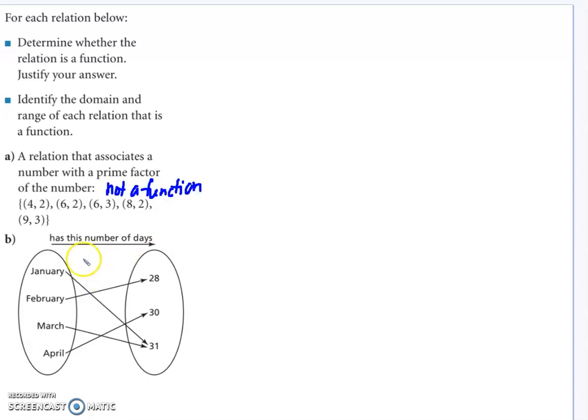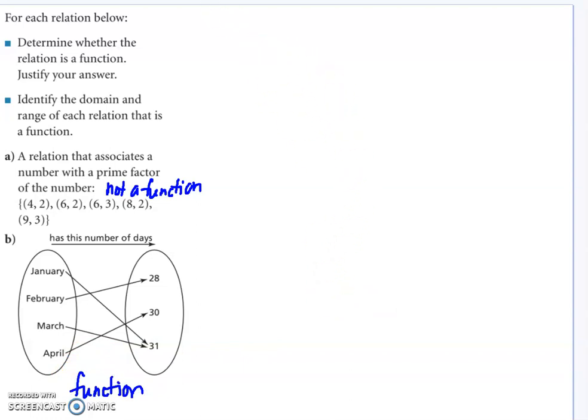And then for B, each of the elements of the domain is only attaching to one element of the range. Even though the range has multiple arrows to it, that doesn't matter. We're looking strictly at the domain. So this is a function.